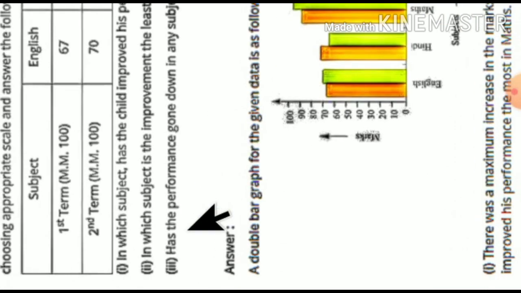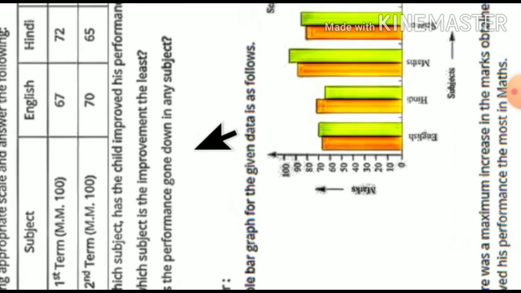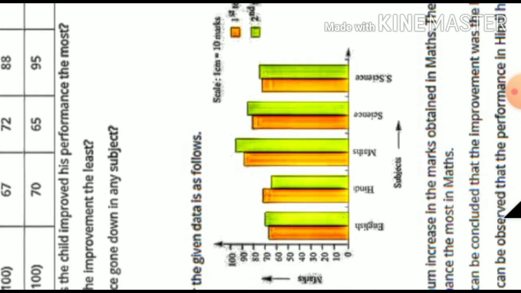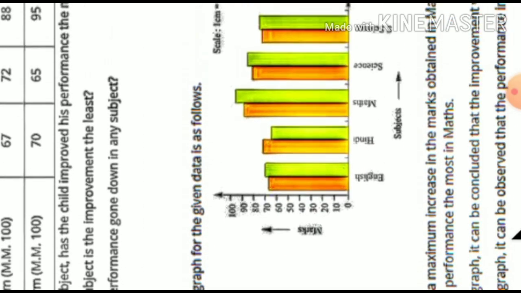Now the third question, has the performance gone down in any subject? So we can see here gone down means he is getting less marks in the second term. So here we can see in Hindi, first term he is getting 72, second term he is getting 65. So the marks have gone down. And from the graph also we can see in Hindi the first term graph is the taller one and the second term graph is the smaller one. So from the graph it can be observed that the performance in Hindi has gone down.